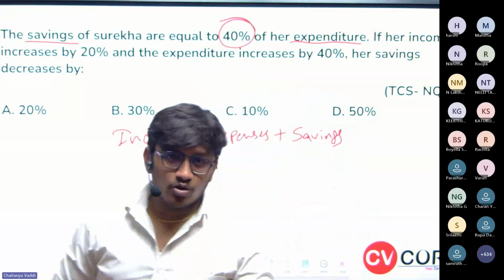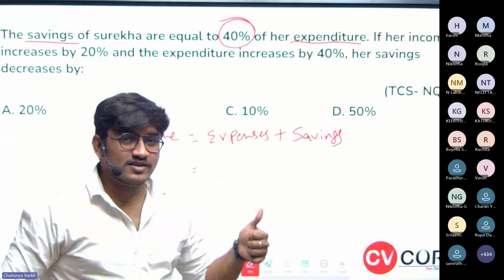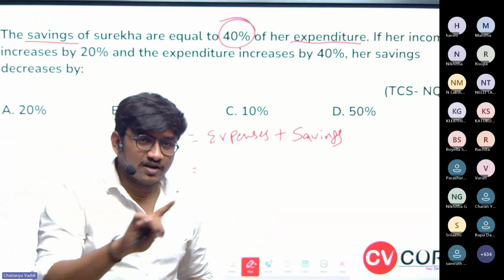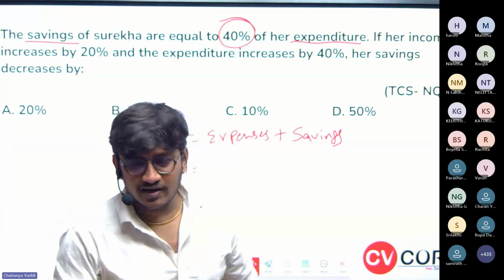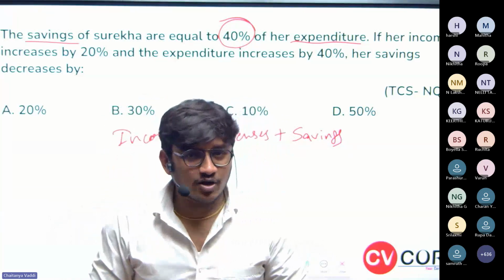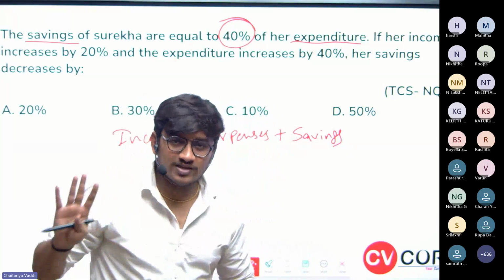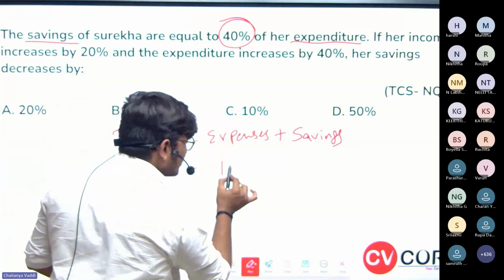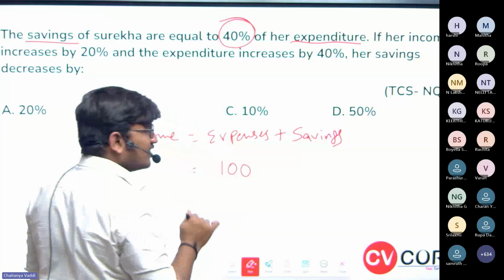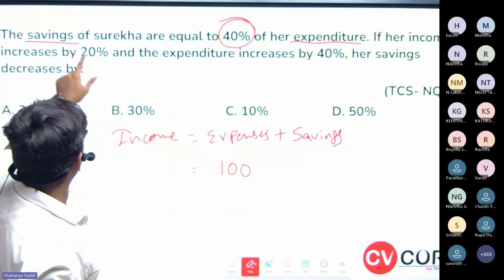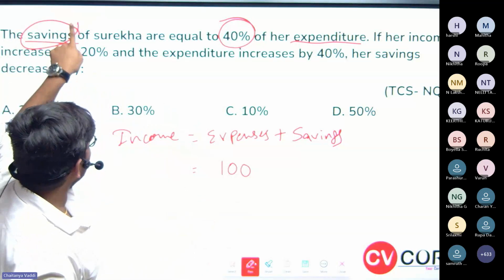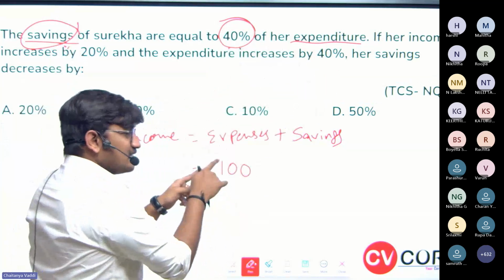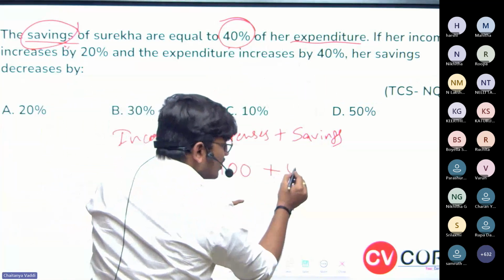We don't know how much Sureka's expenditure is, correct? So I'm assuming it as 100. Don't get confused about why I am considering only 100. If you want, you can consider 500 or 1,000 rupees as well. You will get the same answer. Now let's say Sureka's expenses are 100 rupees. What about her savings? They clearly mention that her savings are 40% of her expenses. Her expenses are 100 rupees, so her savings will be 40% of 100.